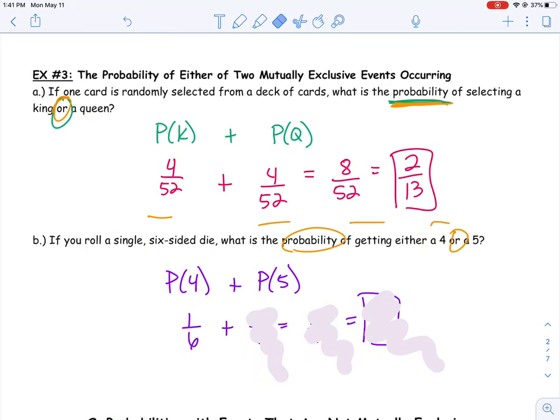If I roll a 6-sided die, what's the probability of landing on a 4? Well, isn't that 1 out of 6? And what's the probability of landing on a 5? Also 1 out of 6, right? So the probability of landing on a 4 or a 5 would mean I would add them together for a total of 2 out of 6. Or my probability is 1/3, 1 out of 3. So again, as soon as you see that word or, it means you're going to add the two probabilities together.